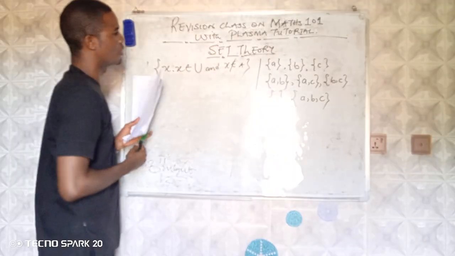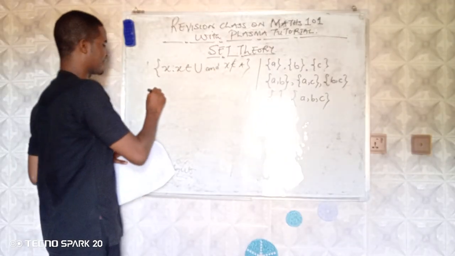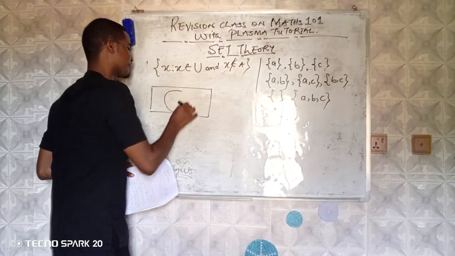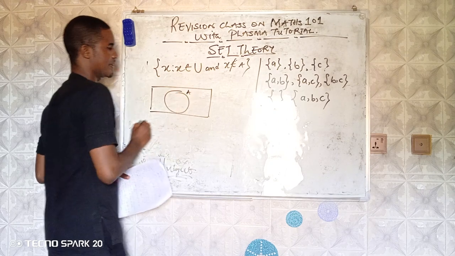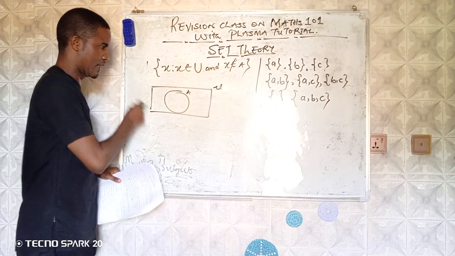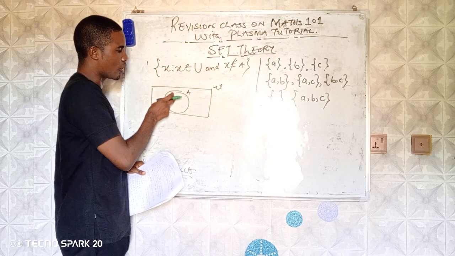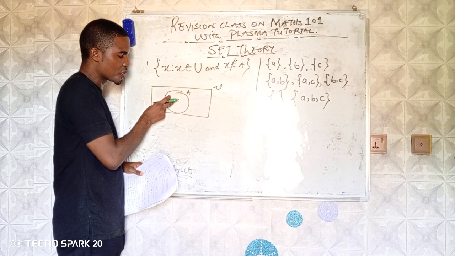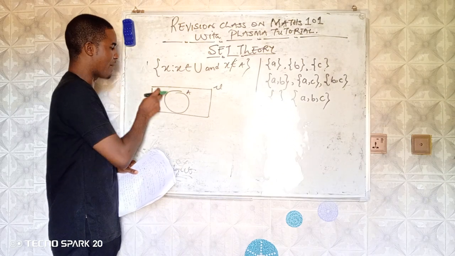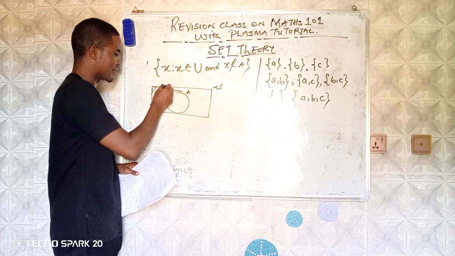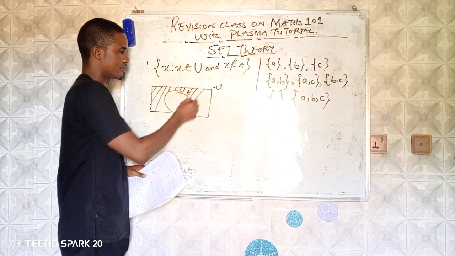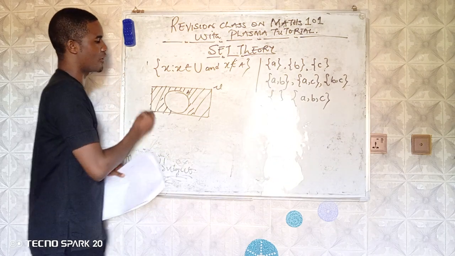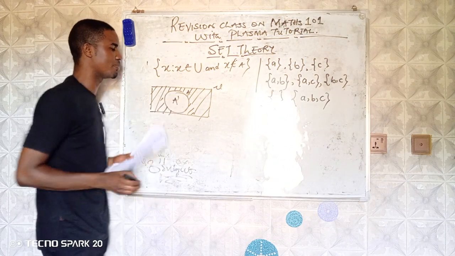Now, if I'm to use a Venn diagram to represent that, remember, if I have something like this, let me call this set A. This is the universal set. Now, if I want to draw A complement, they are elements that belong to the universal set, but they don't belong to the set A itself. So I'm going to shade only the outside ones. This is A complement.